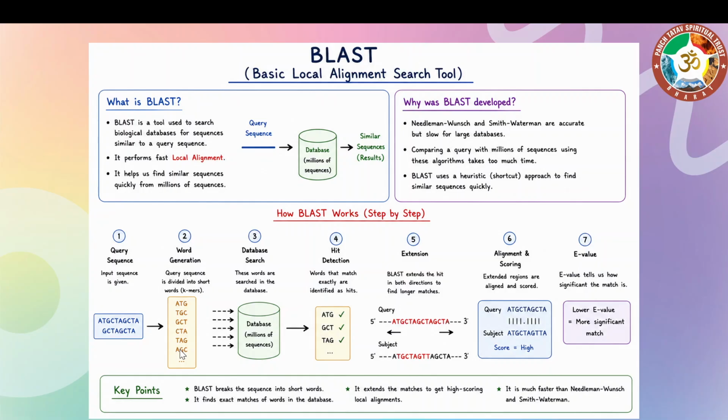So BLAST does not align everything from the beginning. It first finds small matching regions in the database, among all the sequences which are available. So BLAST first finds these small matching regions from our sequence, and only then does it perform a more detailed alignment around these regions. This makes BLAST much faster than the Smith-Waterman algorithm.